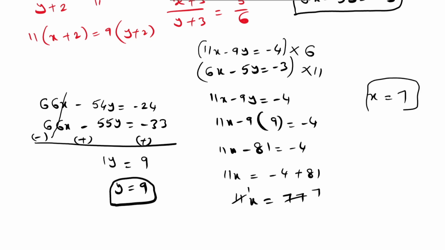We got the x value and y value. Now we can write the fraction. So the fraction we took as x by y, right? Then x is nothing but 7, divided by y which is 9. So the fraction is 7 by 9.